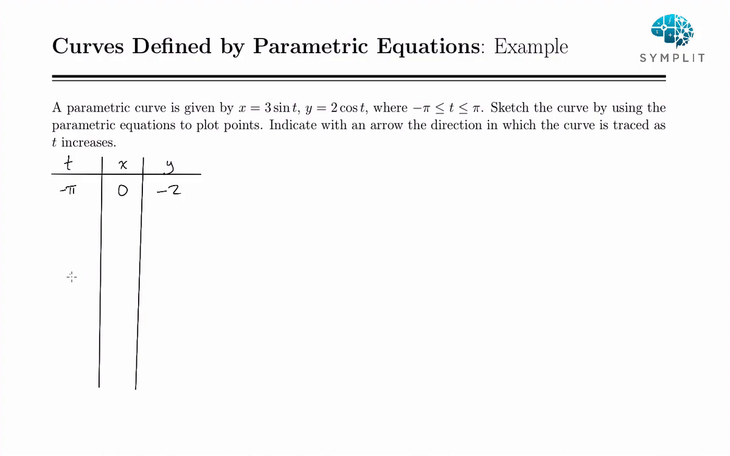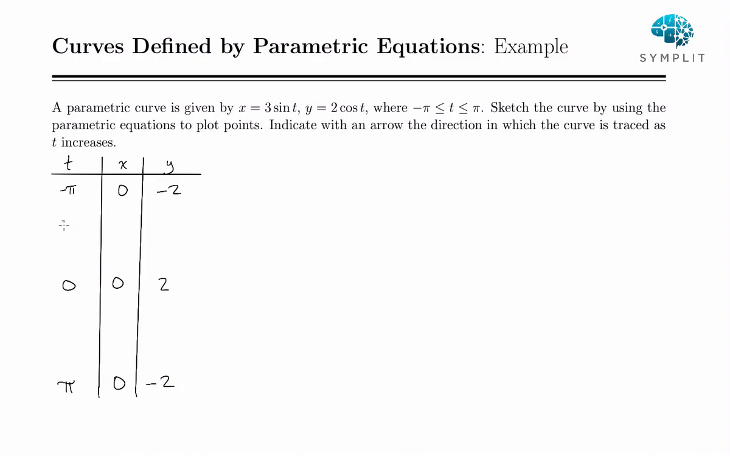Let's do our midpoint, 0. That's sine of 0 is 0, so again we get x equals 0. Cosine of 0 is 1, so we get y equals 2. Go to our end, that's pi. Sine of pi is again 0, so we get x equals 0. And cosine of pi is negative 1, so we get y equals negative 2.